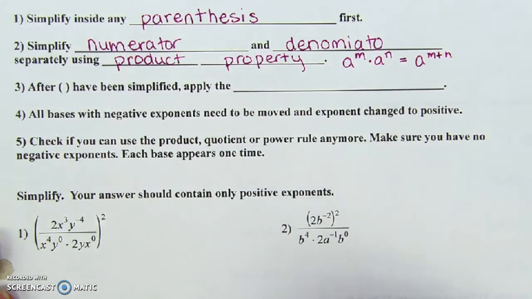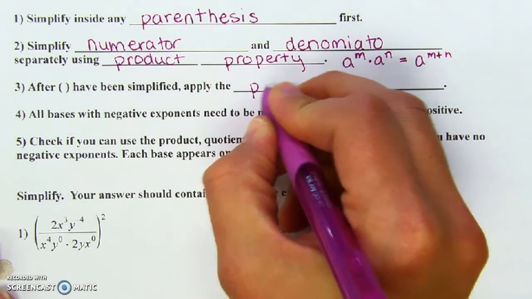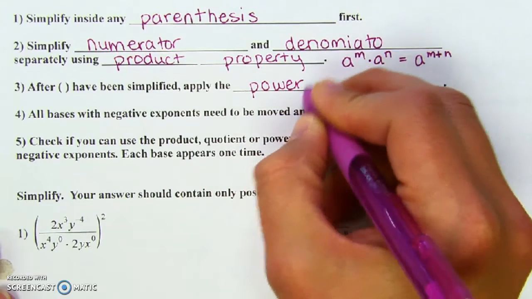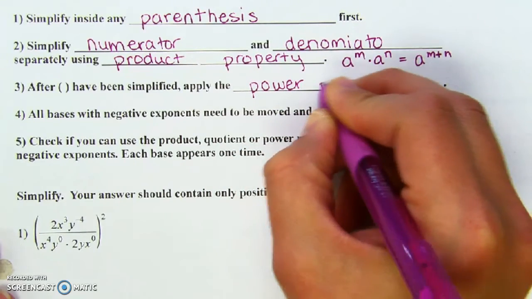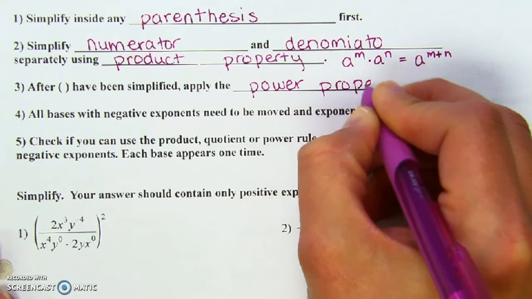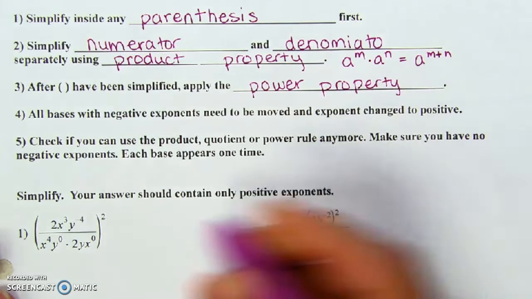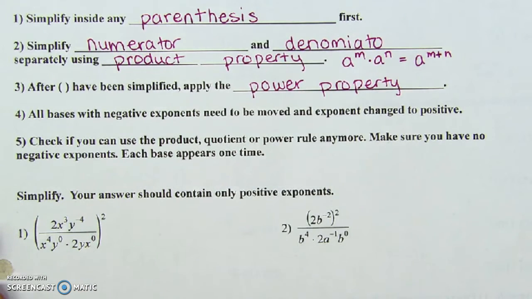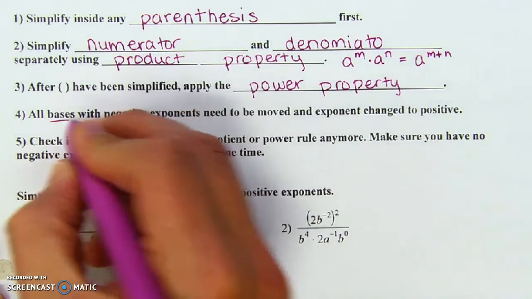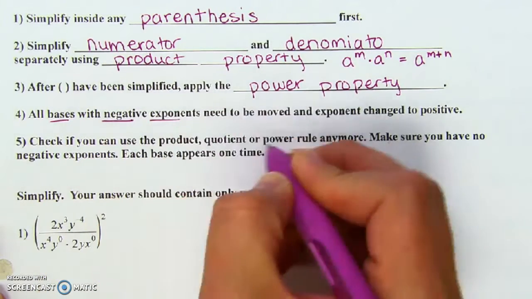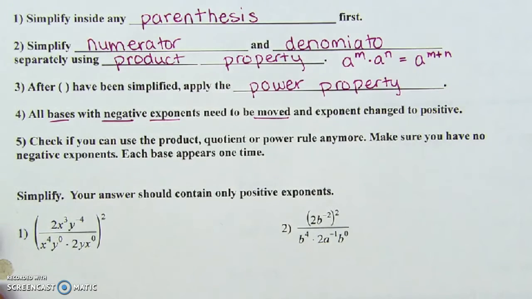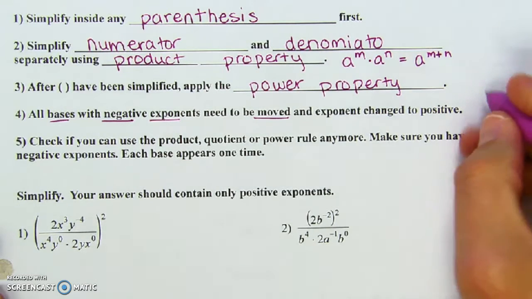After you simplify the parentheses, you can apply the power rule if you have a power. Oh, the power rule, that's that exponent, okay, or power property. I'm trying to use the official language here. So after we clean up the inside here, we'll apply this power of 2. All bases with negative exponents need to be moved, and the exponent changes to positive. So that's the negative rule.